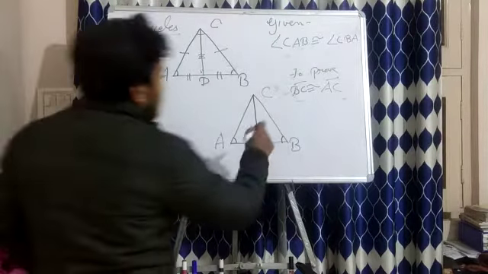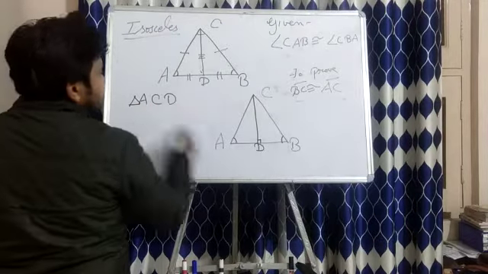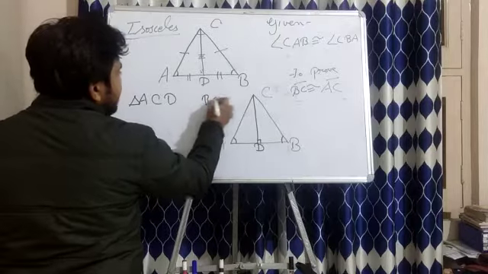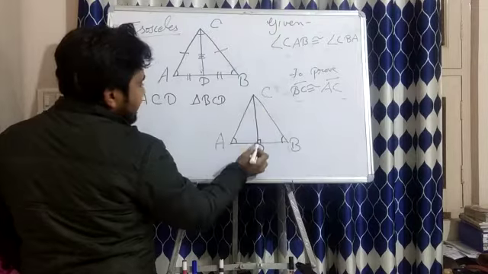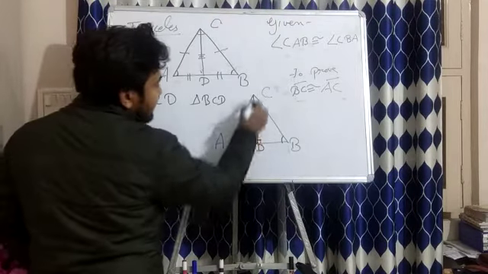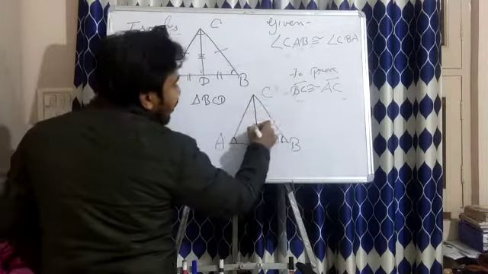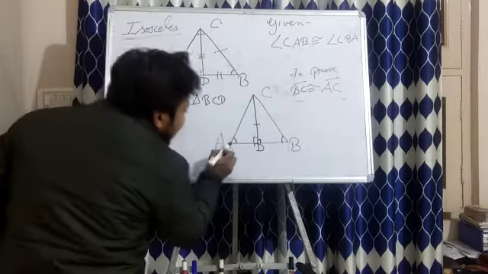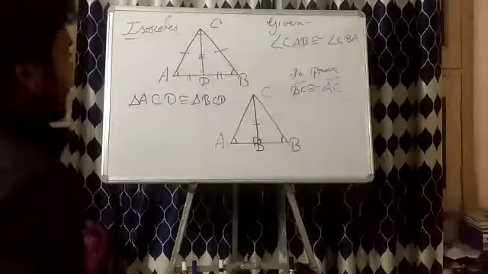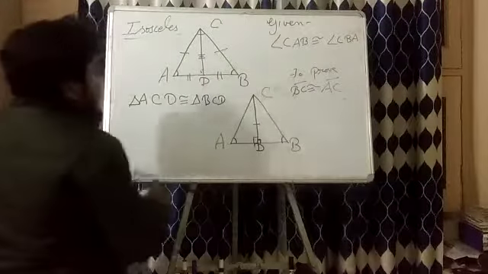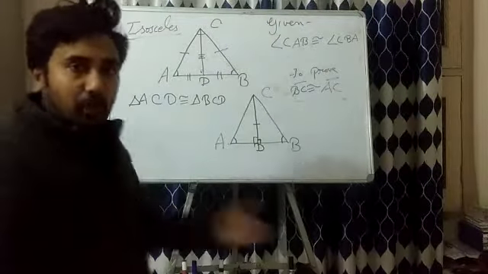Now focus on triangle ACD and triangle BCD. Angle CAD is congruent to angle CBD. Similarly, this angle is congruent to this angle, 90 degrees, and the side CD is common to both triangles. Therefore, by AAS, we can say that these two triangles are congruent. If two triangles are congruent, then their corresponding sides and angles will also be congruent.